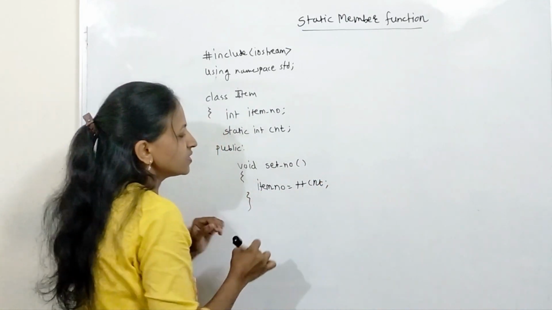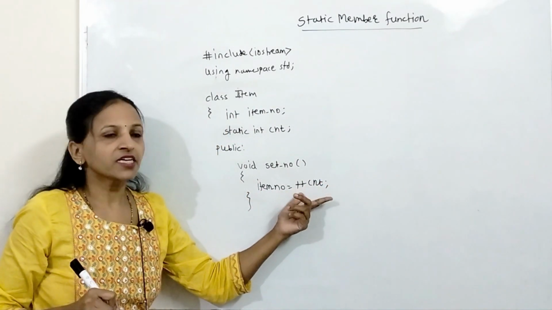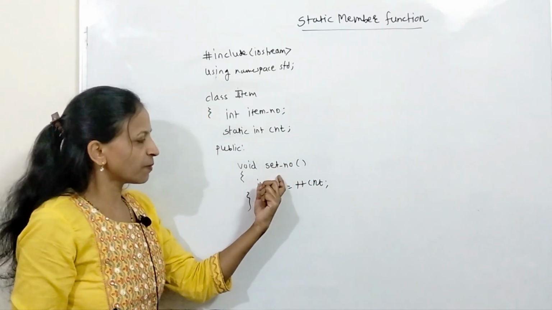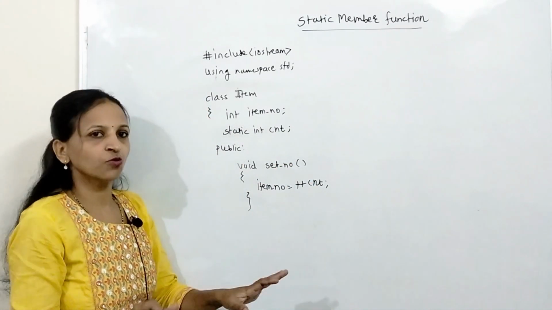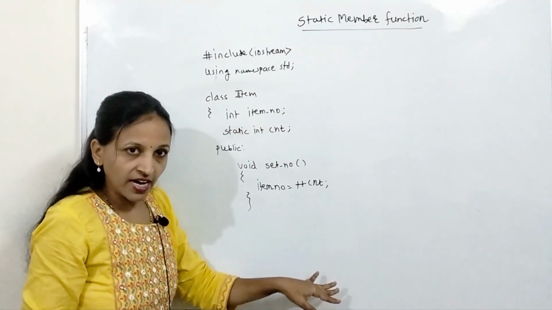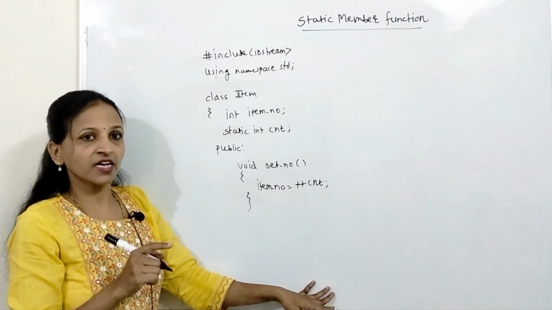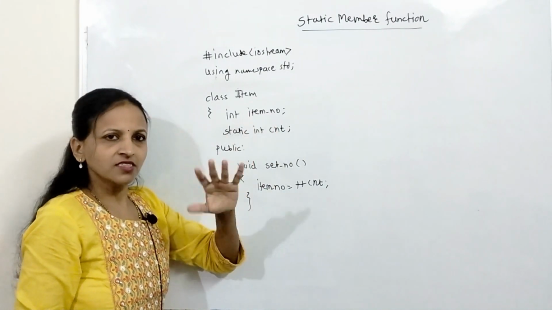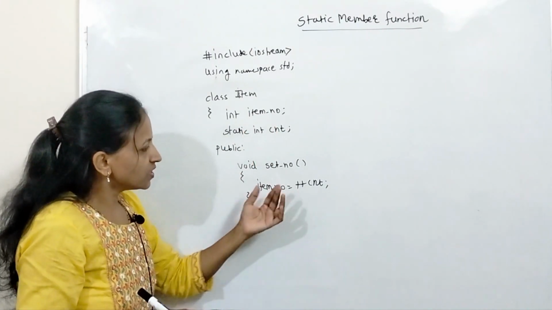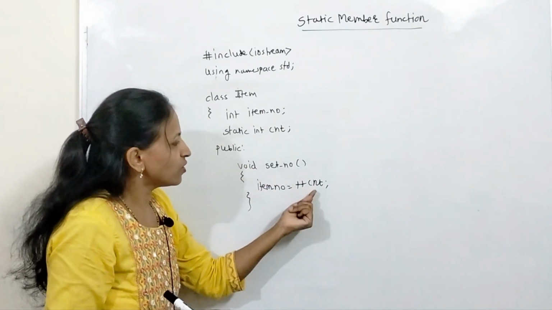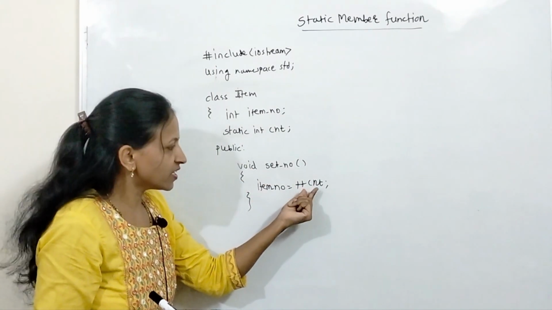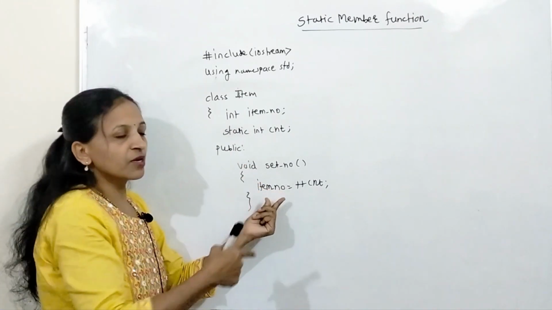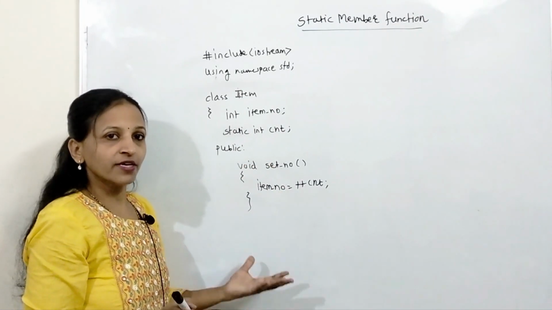What is the meaning of this statement? Plus plus cnt. Cnt is a static variable. A static variable you can access in a non-static member function or a static member function, no problem. But in a static member function you can have access to only static members, not non-static. This is the difference. Now see here, whatever the counter's value that we are incrementing, that incremented value I am setting to the item number of that particular object, particular item.